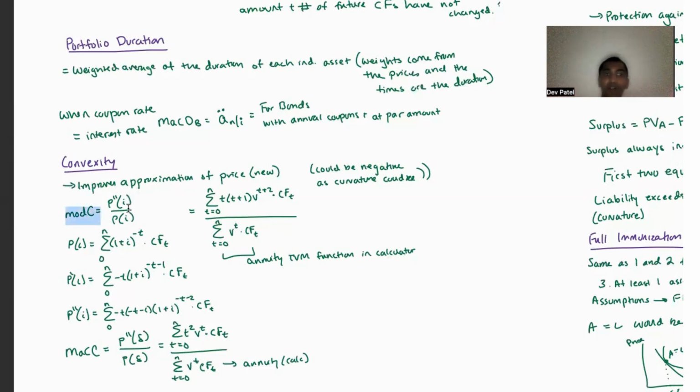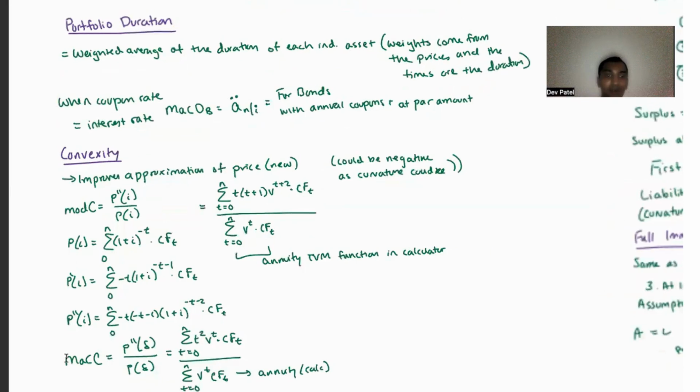So you can see the formula for mod C. What you want to do, again, as we previously mentioned, is put your present value in terms of i. If you have these future cash payments, you want to discount them by 1 over 1 plus i to get to the present value. If we just visualize this, this is the sum of t times t plus 1, v to the t plus 2, times the cash flow at time t, and that's the second derivative. And then present value is just the cash flow at time t discounted by v to the t, the number of payments to get to 0.